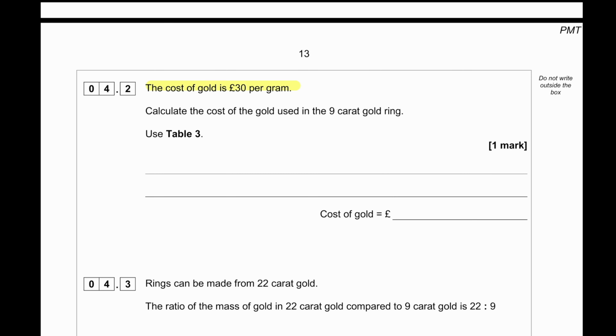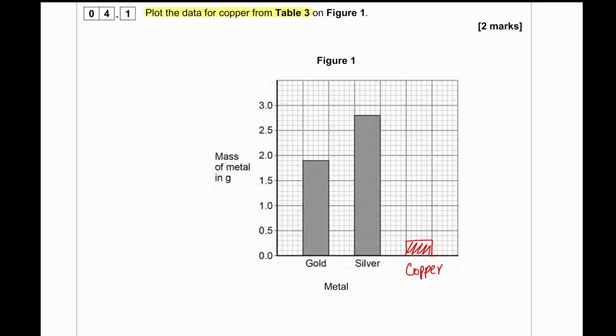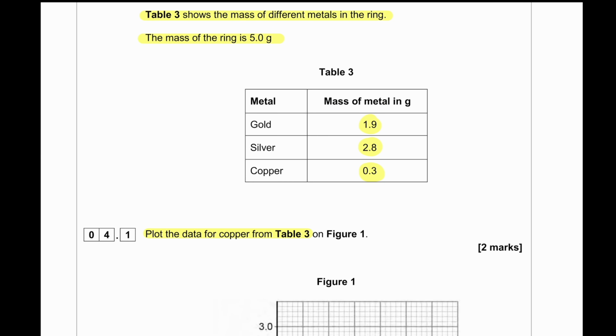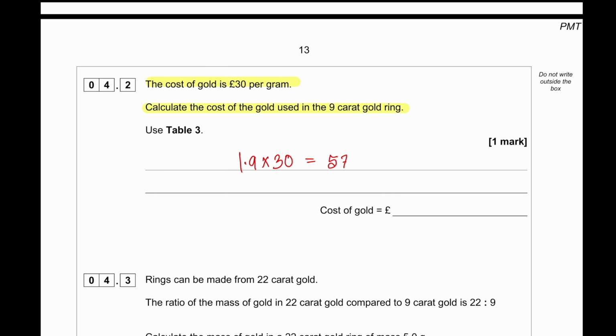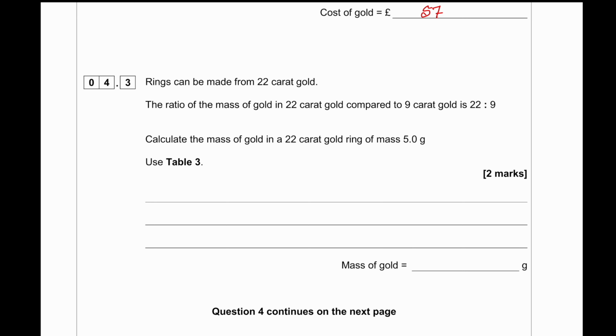The cost of gold is 30 pounds per gram. Calculate the cost of gold used in the 9-carat gold ring. In this particular gold ring, we have used 1.9 grams of gold, so 1.9 times 30. There is a total of 57 pounds worth of gold used.